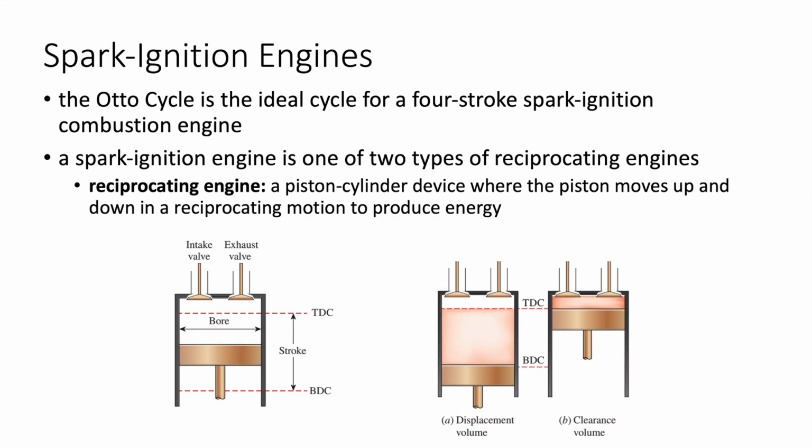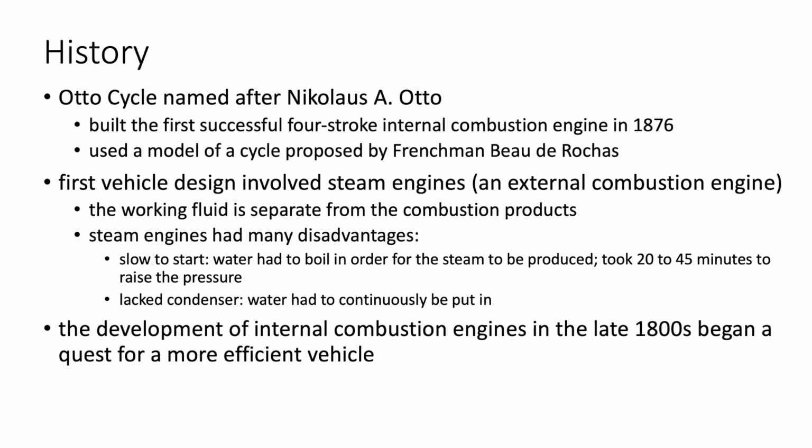So what the Otto cycle models is a four-stroke spark ignition combustion engine. It's the ideal cycle for the cycle that a spark ignition combustion engine operates in. So a spark ignition engine is one of two types of reciprocating engines. And what a reciprocating engine is basically just a piston cylinder. The piston will move up and down in the cylinder in a reciprocating motion, and that motion will produce energy. I'm going to discuss a brief history about the Otto cycle and how it came to be.